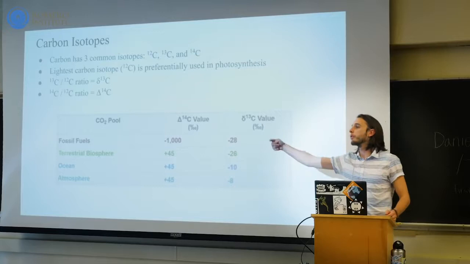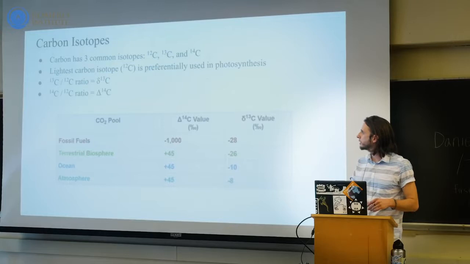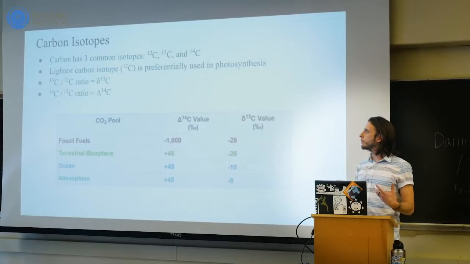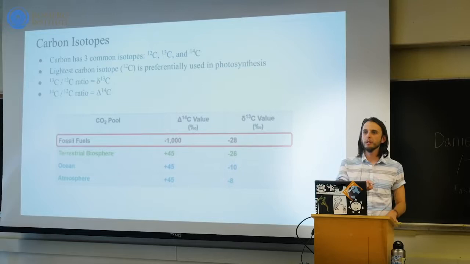So you get more things created with carbon 12 because it's faster. And so most of the plant material on the planet has more carbon 12 in it than other forms of carbon. And that's what these ratios are showing. So you can measure the ratio of carbon 13 to carbon 12 or carbon 14 to carbon 12. And you get the delta C13, delta C14, just a little bit of jargon, sorry. But basically the point is that we can fingerprint where different types of carbon are coming from.